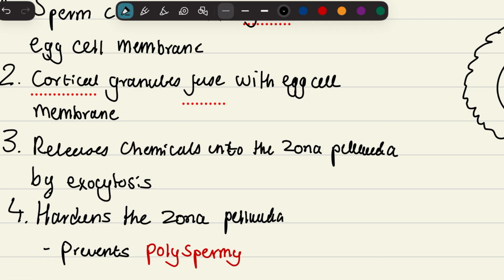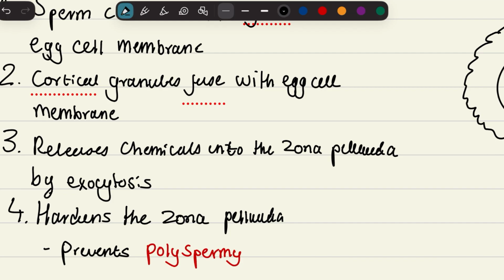So once it's hardened, those digestive enzymes that used to allow your sperm cells to make a pathway to get to the egg cell can no longer digest it, because it's so hard. And that's going to prevent a concept that we call polyspermy, which is when the same egg cell gets fertilized by multiple sperm.